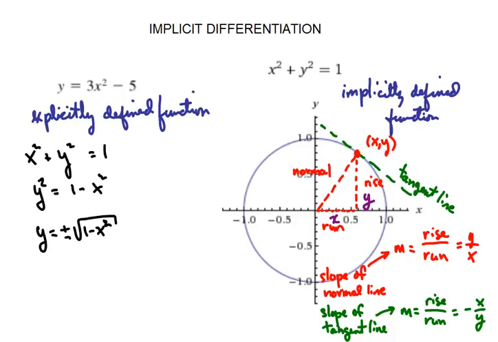And that would hold for any point along the circle. It would always be negative x over y, and we could always find it using the same exact method that we just found here. So what we would like to do, though, is to take this a step further and to see how we can go about finding the derivative using a new method.